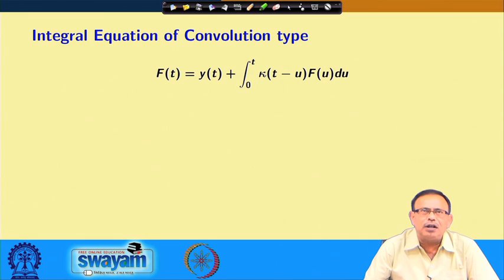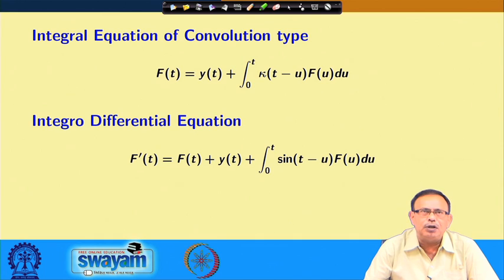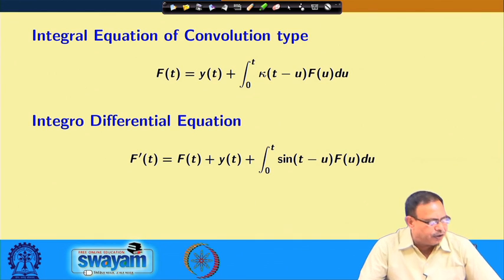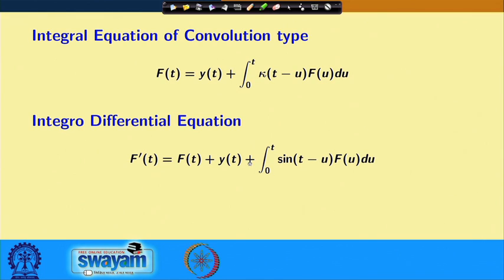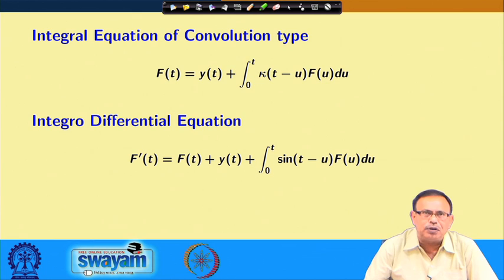Another one is the integral equation of convolution type, which takes the form f(t) equals y(t) plus integral from 0 to t of k(t minus u) f(u) du. If you remember, for the convolution type the function should be f(x) into g(t minus x). So, here it is f(t) equals y(t) plus integral from 0 to t of k(t minus u) f(u) du. There is another type which we call an integro-differential equation. It involves not only the function which we have to determine, but also the derivative of the function, f dash, and takes the form f'(t) equals f(t) plus y(t) plus integral from 0 to t of sin(t minus u) f(u) du.